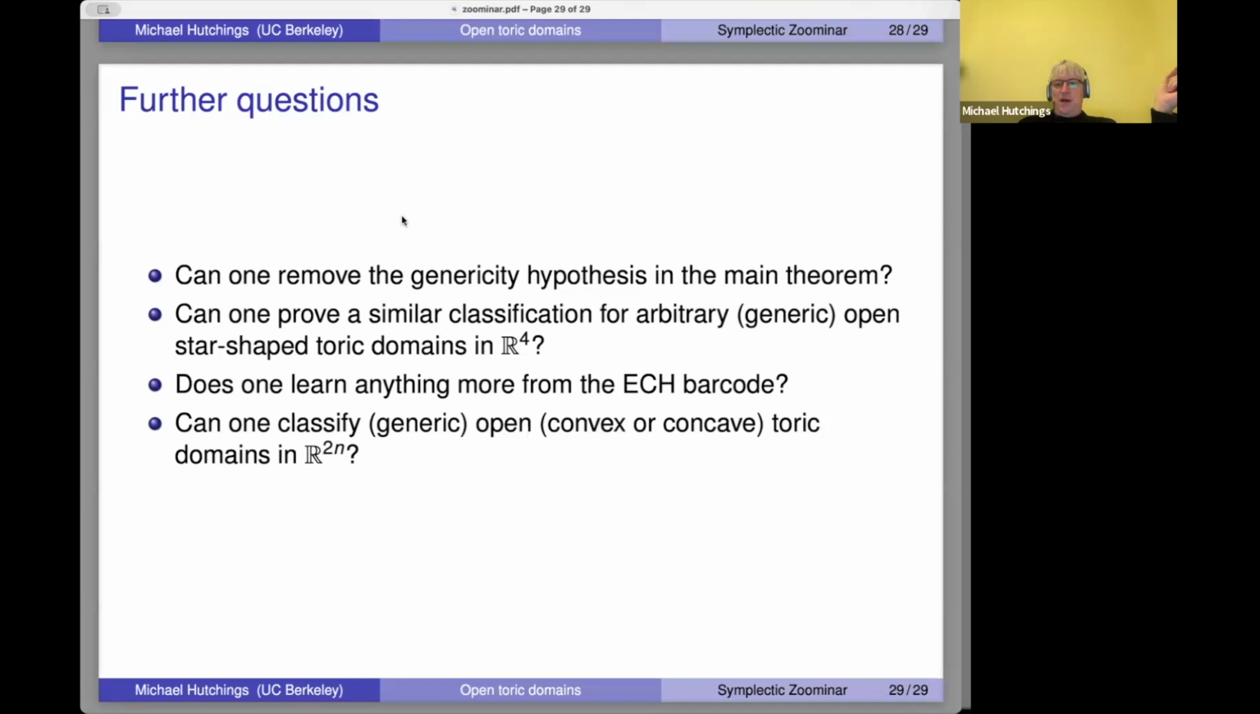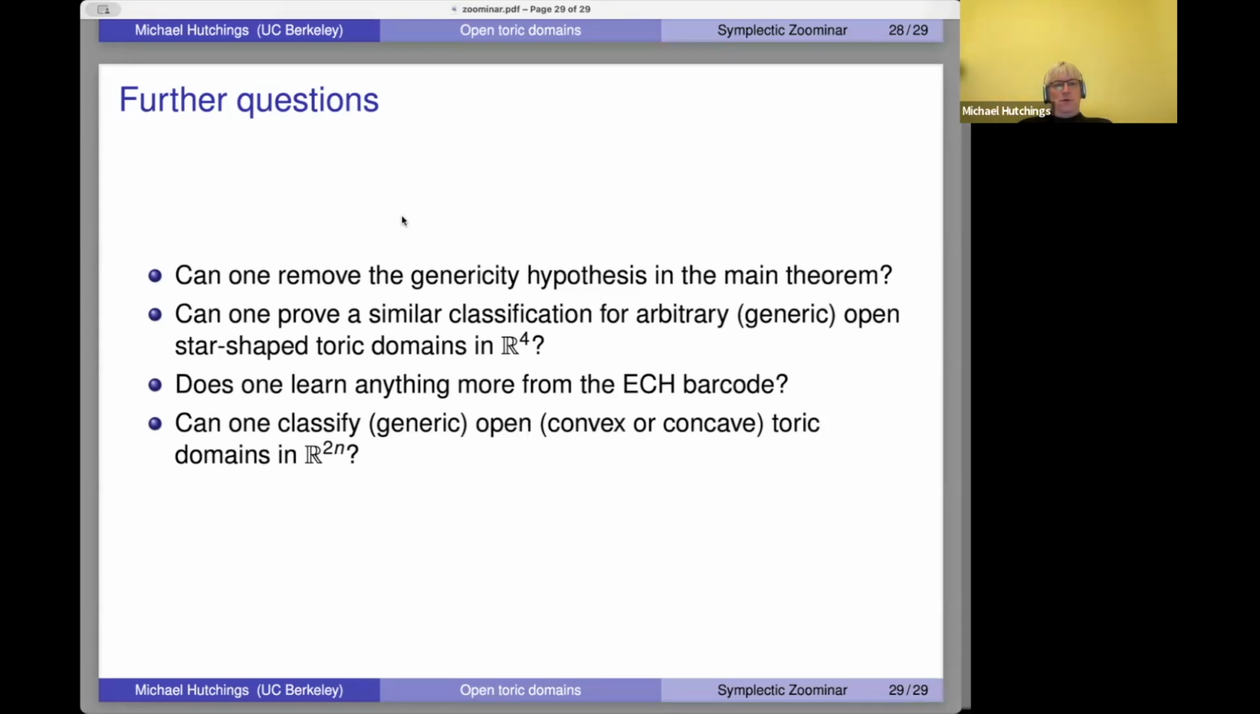And I think this method might be useful for that, because you expect the holomorphic cylinders to go between orbits corresponding to nearby points on this curve. So the bars in the barcode might be able to connect up the orbits of different gratings and recover the curve.